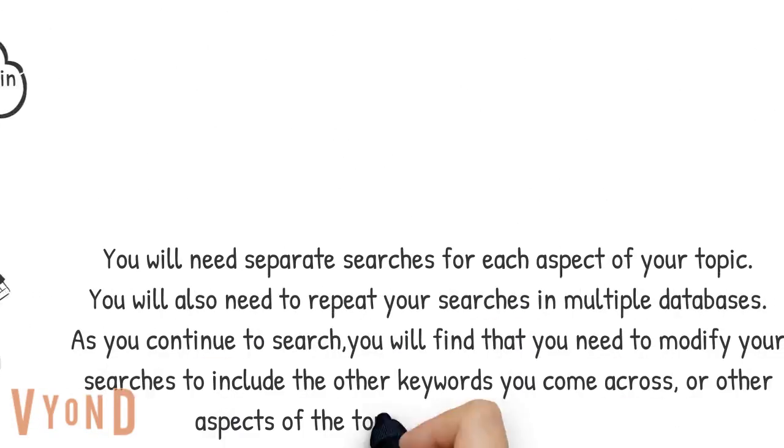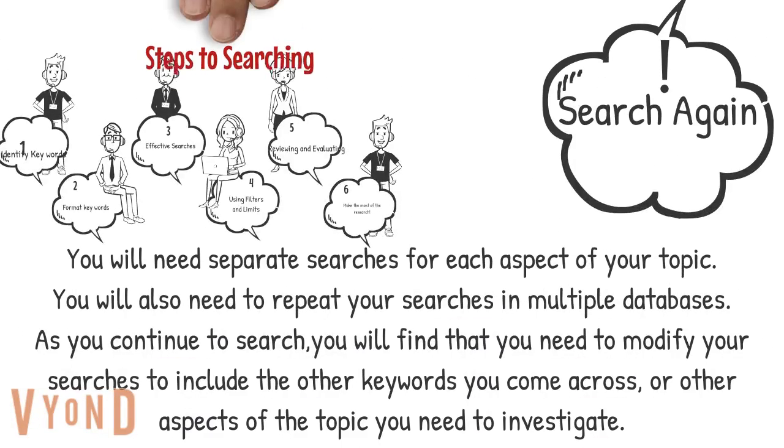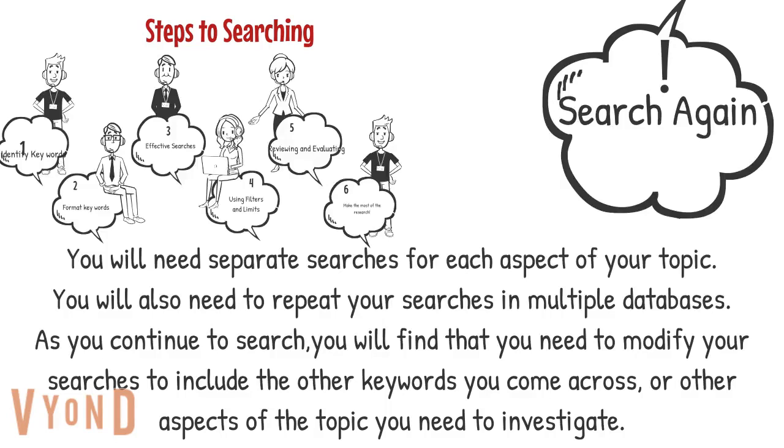And finally, search again. Searching is not a linear process, and it is not enough to do just one search. You will need separate searches for each aspect of your topic. You will also need to repeat your searches in multiple databases. As you continue to search and read the literature related to your topic, you will find that you need to modify your searches to include the other keywords you come across or other aspects of the topic you need to investigate.